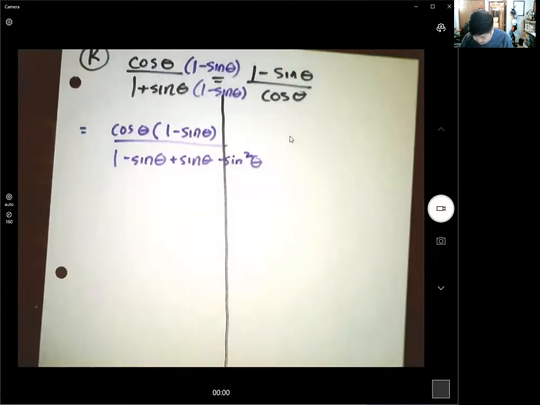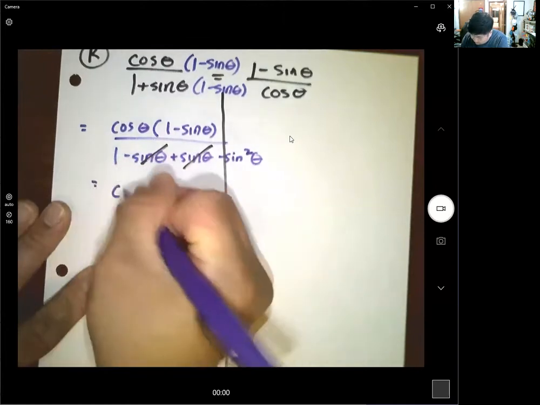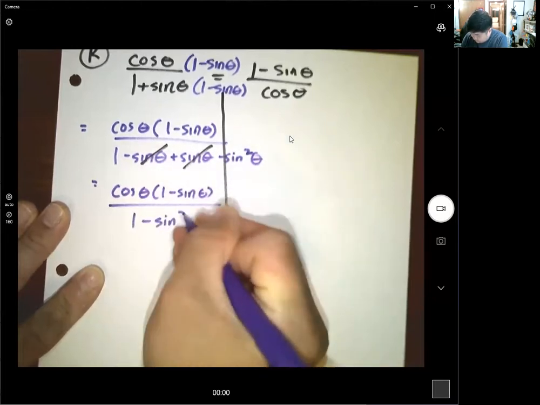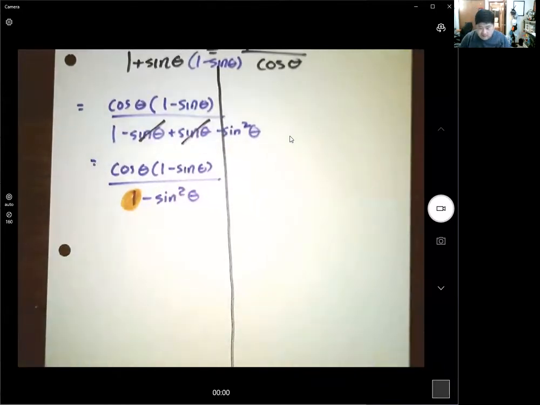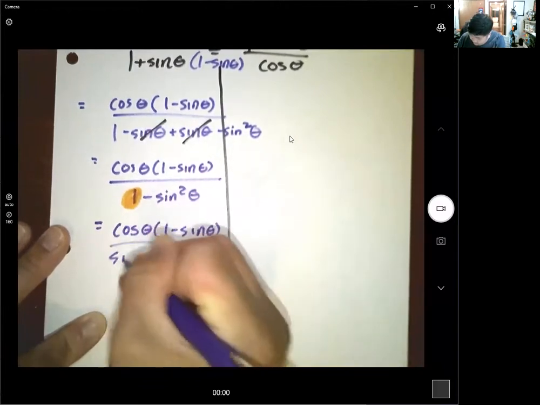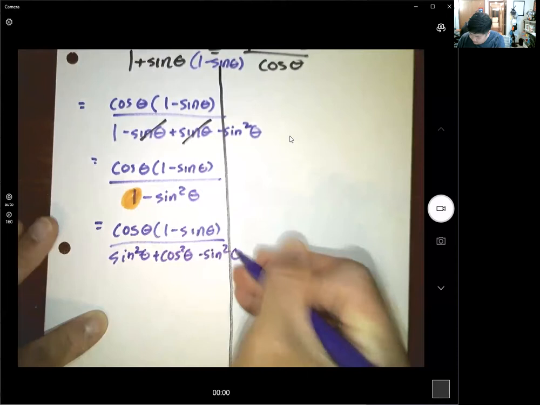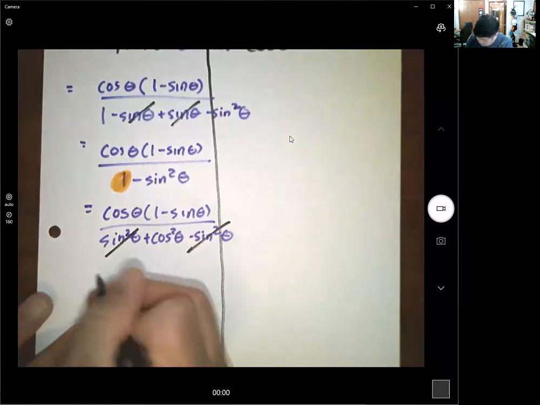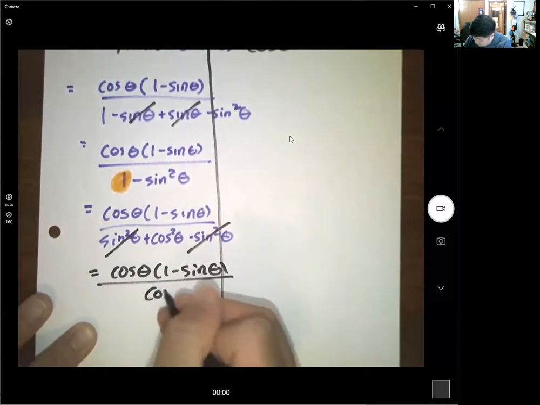And then the sine of theta is actually zero out here. So I'm left with cosine of theta times 1 minus sine of theta, then all over 1 minus sine squared theta. And then remember how I've been doing this in terms of sines and cosines. 1 is equal to a sine squared theta plus a cosine squared theta minus a sine squared theta. Sine squared theta minus sine squared theta is 0. So I'm left with cosine of theta times 1 minus sine of theta all over cosine squared theta.